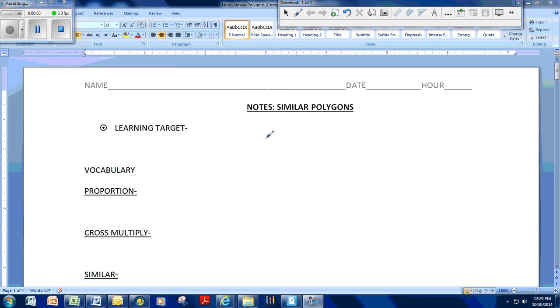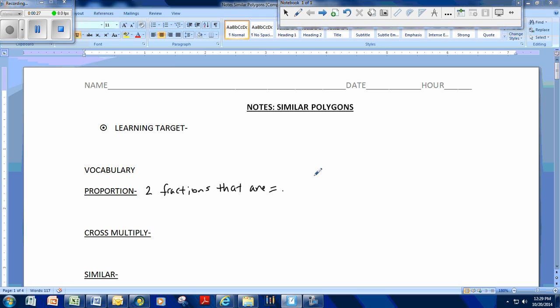Today we're going to talk about similar polygons. And to start, we're going to talk about a few vocabulary terms. First thing we're going to talk about, which applies to similar polygons, would be a proportion. Proportion is simply two fractions that are equal.